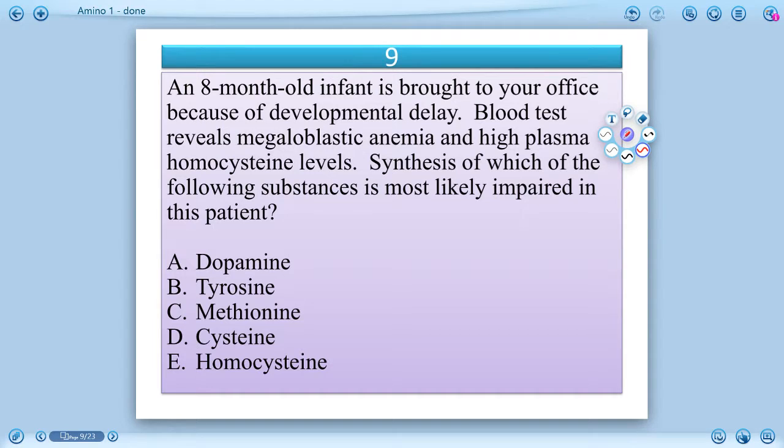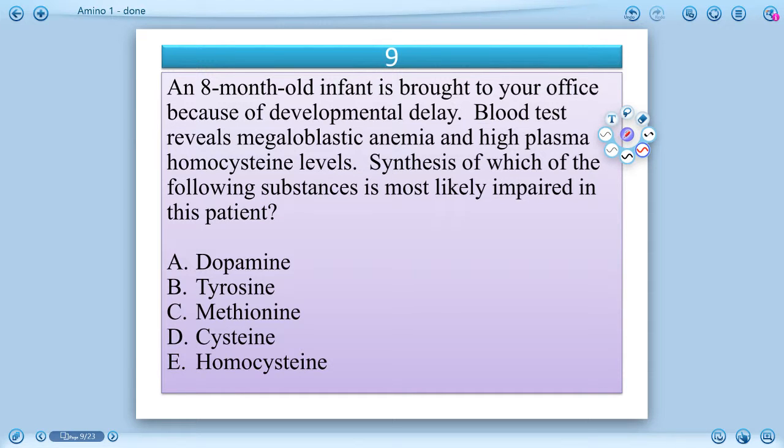Number 9. An 8-year-old infant is brought to your office because of developmental delay. Blood test reveals megaloblastic anemia and high plasma homocysteine levels. So most likely megaloblastic anemia means B12 problems. If it is homocysteinuria, right? Metabolism of which of the following substances is most likely impaired in this patient? Methionine, yeah. If it was cysteine problems, then they won't have megaloblastic anemia.